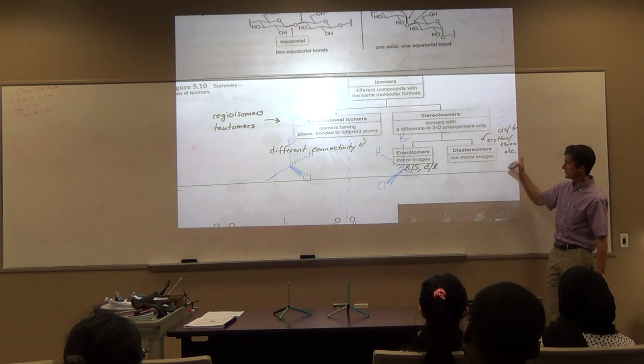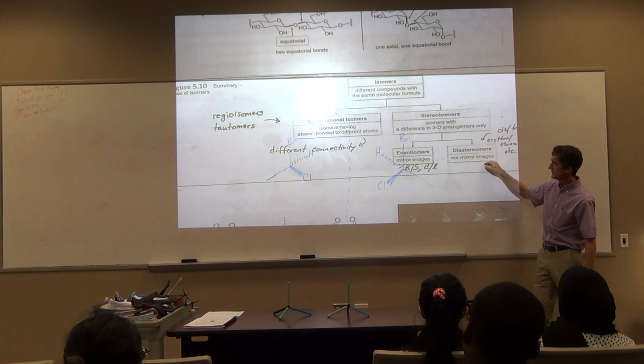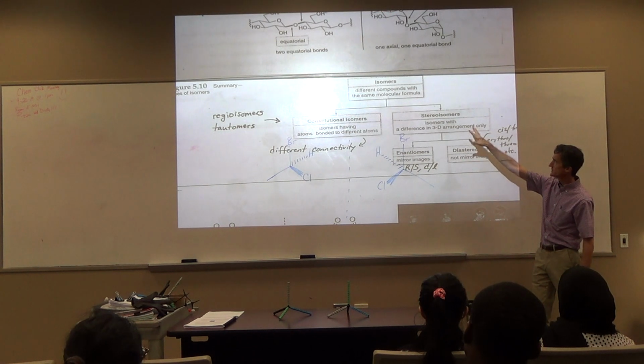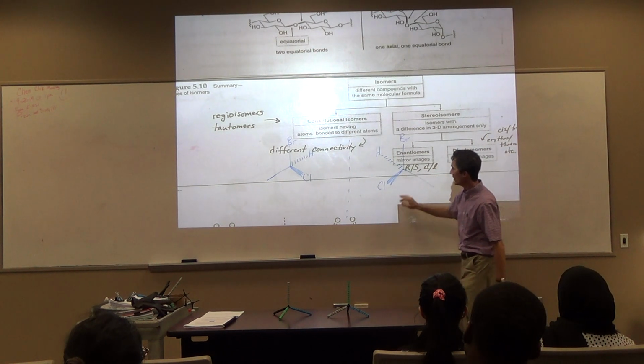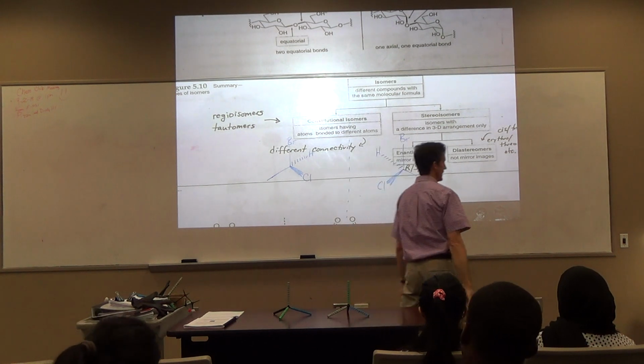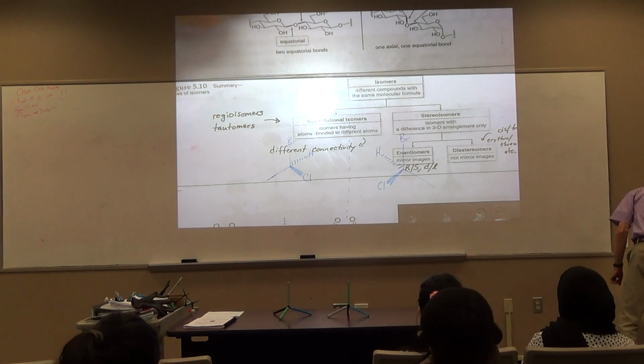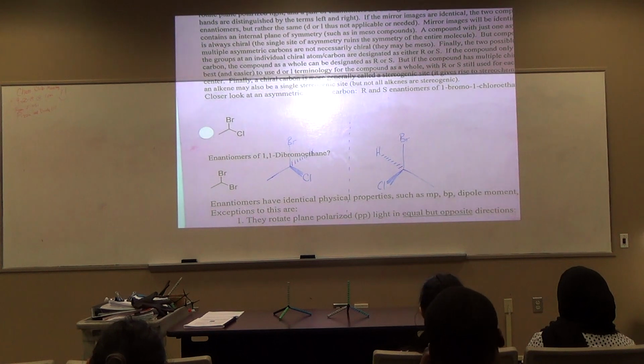Diastereomers is another group we'll see, sort of a default. If they're not mirror images, but they are stereoisomers, we'll say they're diastereomers. Here's terminology: we'll use R and S here, D and L. Okay, back to these two guys.